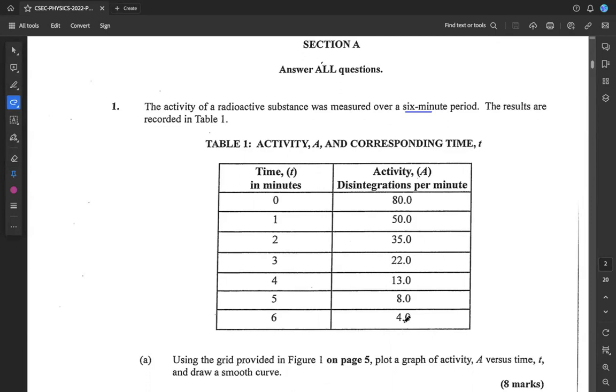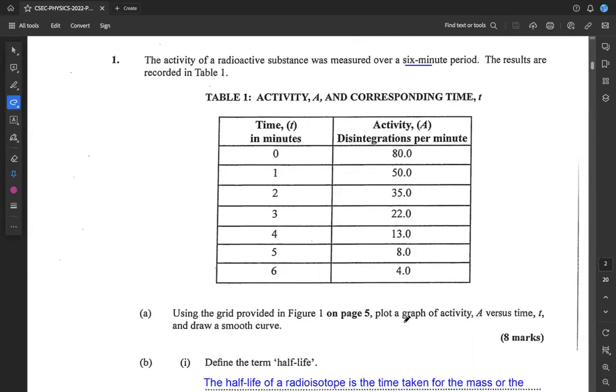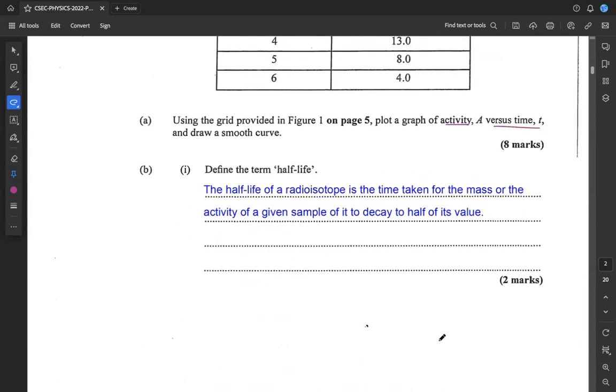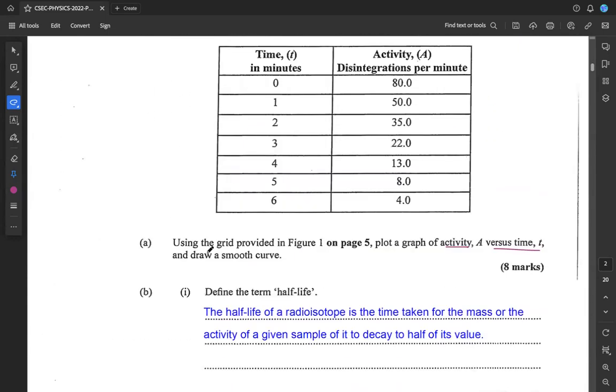For part A, the question is asking us to use the grid provided in figure 1 on page 5 to plot a graph of activity versus time. So we're going to put our activity on the y-axis and time on the x-axis, because it's versus time. And then we're supposed to draw a smooth curve through the points that we get. And this is all for 8 marks.